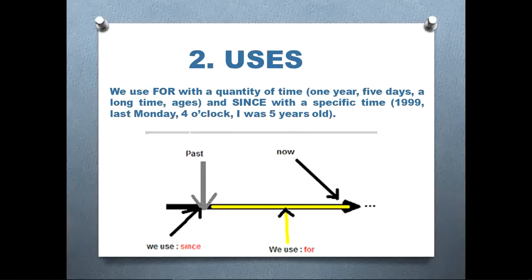If you look at this diagram, you can see the difference between using since and for. So, if we use since, we specify this moment in the past when the action started, and we mean that the action has been performed up to now. If we use for, we refer to this quantity of time beginning when the action started up to the present.